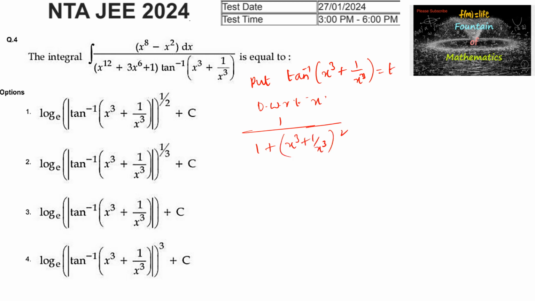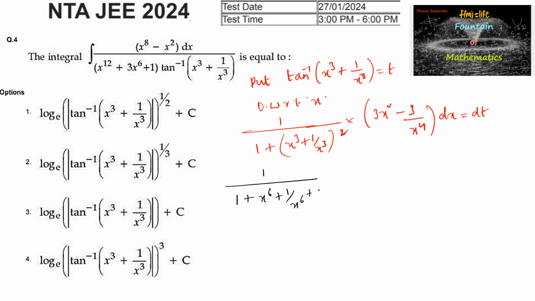into differentiation of x^3 is 3x^2, and differentiation of 1/x^3 is minus 3 divided by x^4, dx is equal to dt. Upon simplifying, we can get 1 upon 1 plus x^6 plus 1 by x^6 plus 2, into 3x^6 minus 3 divided by x^4.